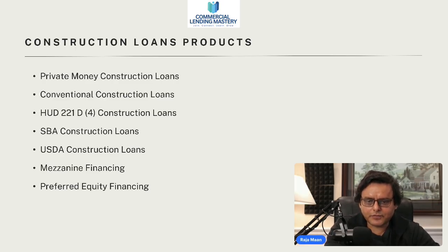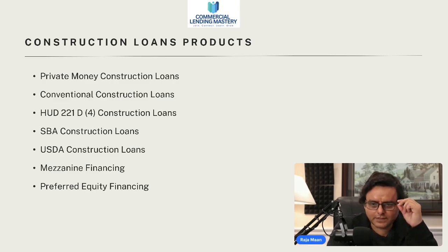Mezzanine finance and preferred equity, they're both siblings. They go on second lien when there's a gap between your sponsor's equity and the debt financing. So, for example, you have a 65% loan to cost loan and you have only 15% or 20% equity as a sponsor, as a borrower. So there's a gap. If you're paying 20% down and the bank is giving you 65% debt financing, your gap is 15%. So that's what mezzanine financing or preferred equity is for.